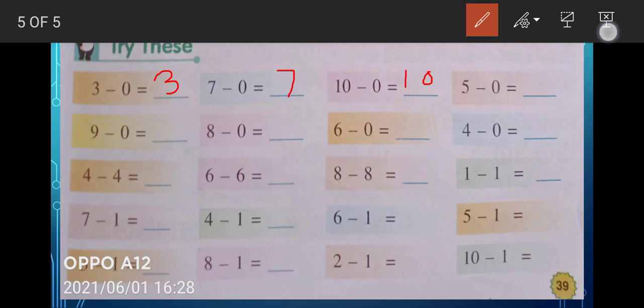Alright, children? So in the same way, this line is the same. 0, 0, 0, all of them, we have to minus 0. So you will be doing that line.